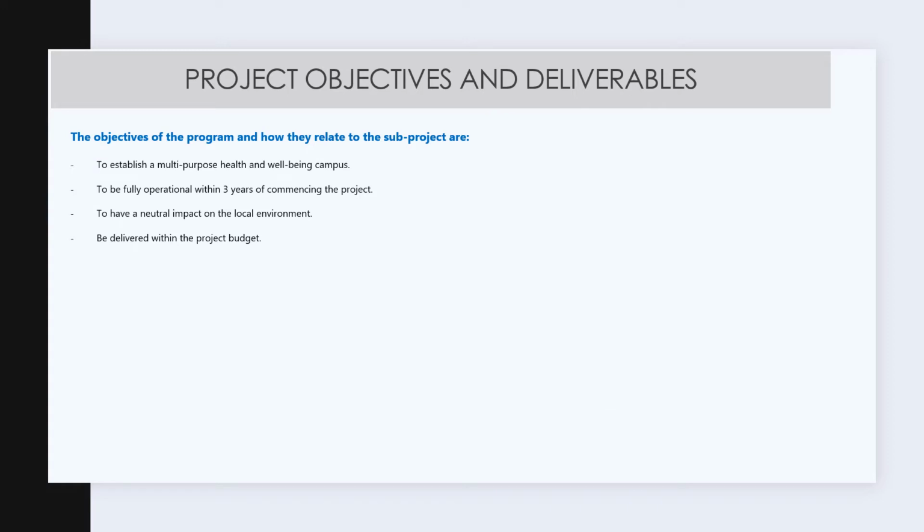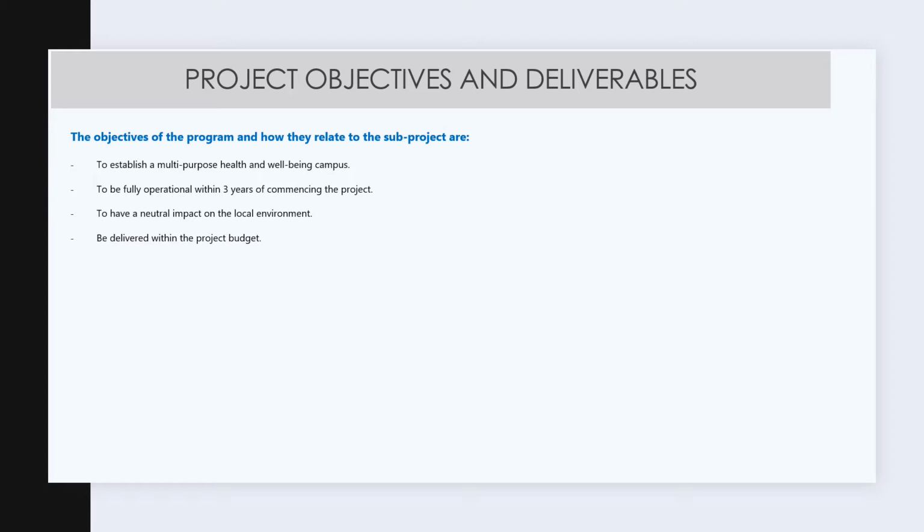The objectives of the program and how they relate to SB1. SB1 will need to establish site infrastructure and enabling works to support the establishment of the campus. SB1 will require completion well in advance of the 3-year deadline for operational readiness. Considering commissioning and hiring of staff to operate the facility are due to conclude by the end of the 3 years, the site infrastructure and enabling works will need to be completed to provide the commissioning team sufficient time to open the facility for operations.